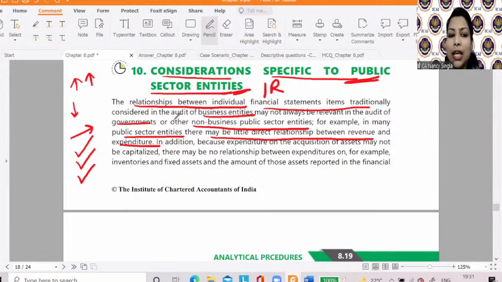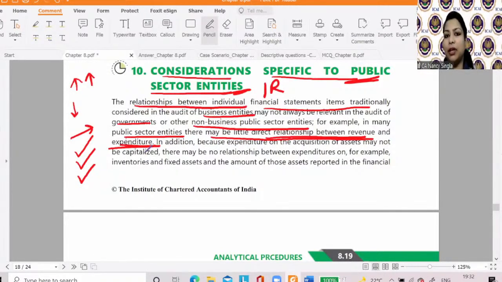Okay. In many public sector entities, there may be little direct relationship between revenue and expenditure. I gave you the example of Indian Railways. The tickets are provided at a very subsidized rate. So how can you say that there is a relationship between the revenue and the expenditure? Expenditure is always incurred. Revenue is not generated as much, because it is provided at a subsidized rate. Why? Because the motive is what?